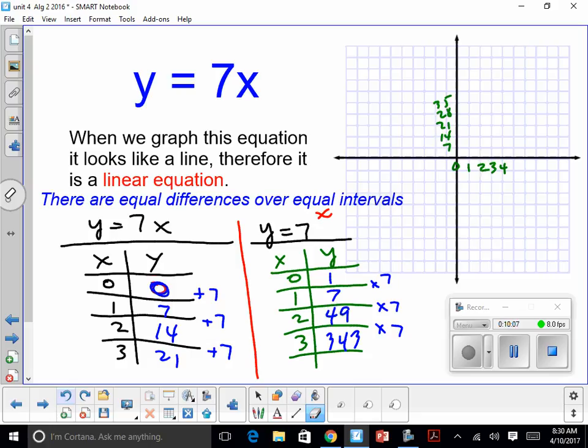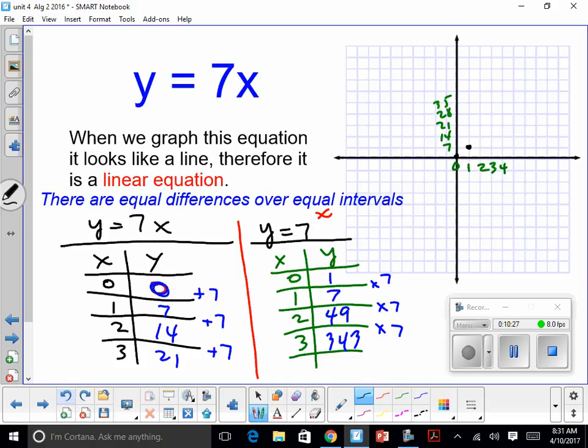So for the linear, it says 0. I'll do this one in blue. I'll do this one in black. So 0, comma 0. The next guy is 1, comma 7. And you can write in the same thing. That way, this page could be one of your sixes.